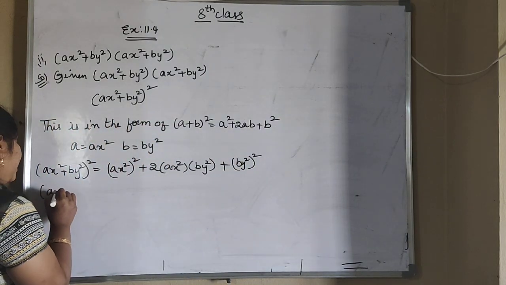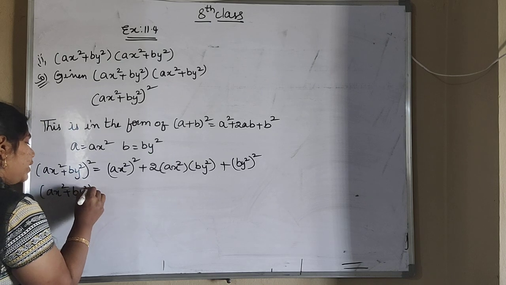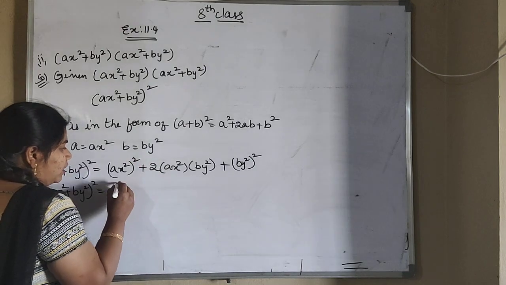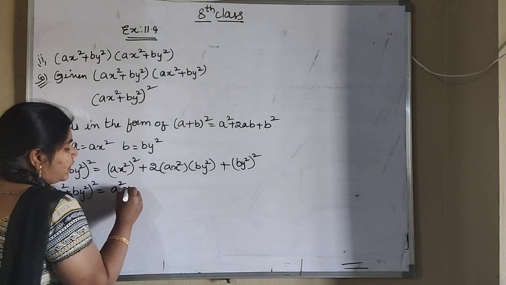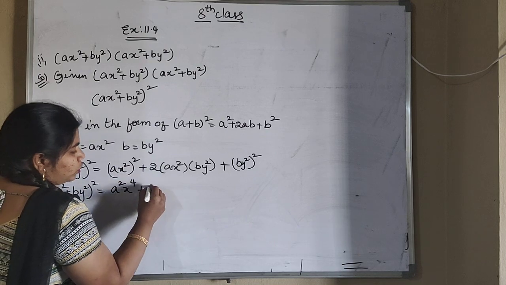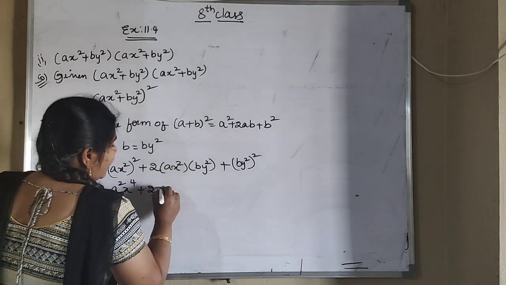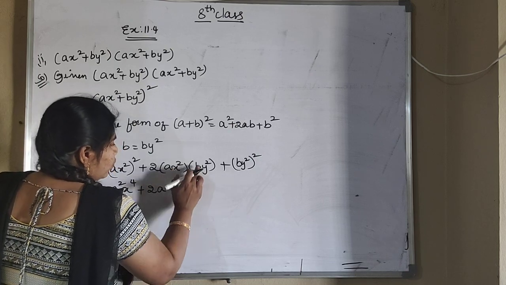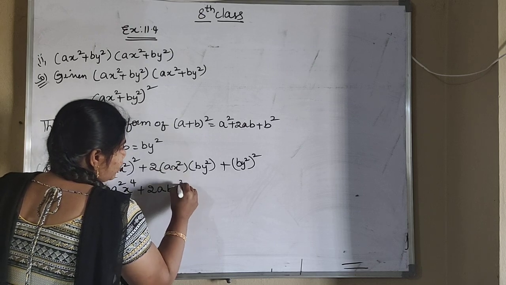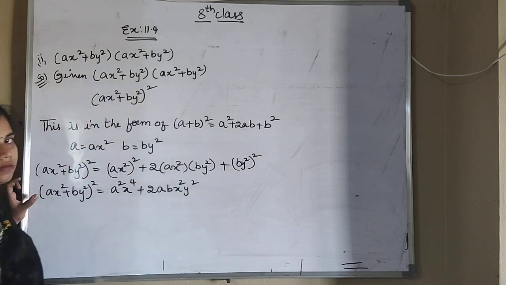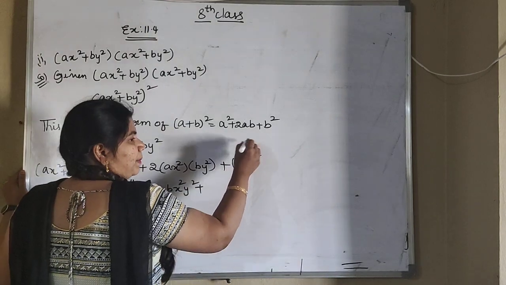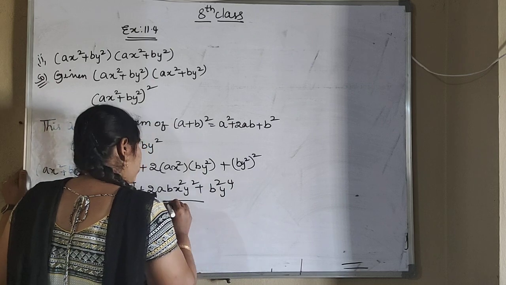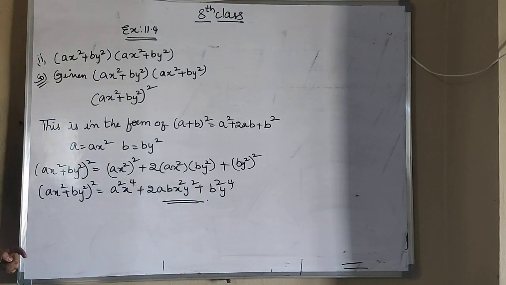Now ax square plus by square whole square is equal to how much? a square, x square whole square means x power 4, plus 2 as it is, only one a is there, only one x square is there, one b is there, one y square is there. Plus b square, y square whole square will be y power 4. So this is our second solution.